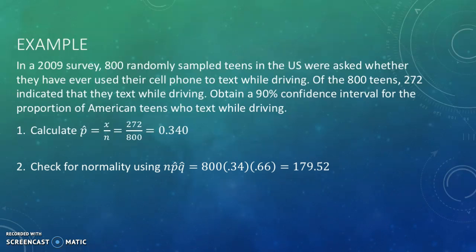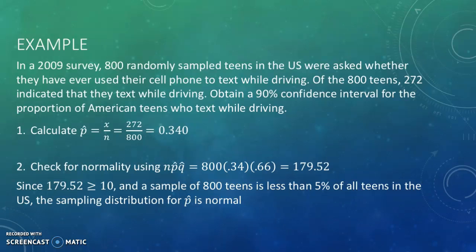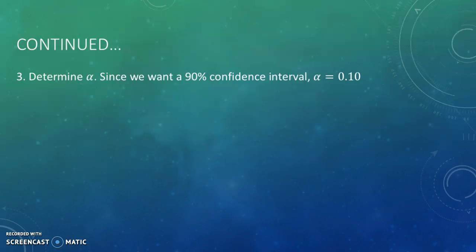We need to check if the population can be assumed to be normal using p hat as our estimate, q hat as an estimate. n times p hat times q hat gives us 179.52. We only need it to be at 10. That is way above what we need. So since that value is greater than 10 and a sample of 800 teens is definitely less than 5% of the population of all teens in the United States, we can say that the sampling distribution for p hat is normal.